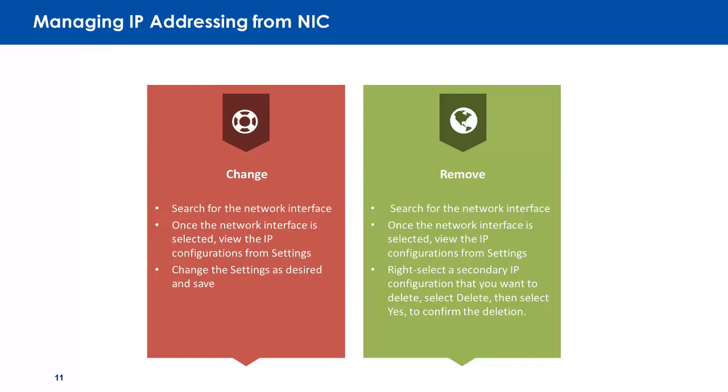To remove the IP from a network interface, you must always have at least one private IPv4 address assigned to it. Search for Network Interfaces and, under Settings, select IP Configurations. You can't delete the primary configuration. Right-click a secondary IP configuration that you want to delete and select Delete, then confirm the deletion. If the configuration had a public IP address resource associated to it, the resource is disassociated from the IP configuration, but the resource isn't deleted.